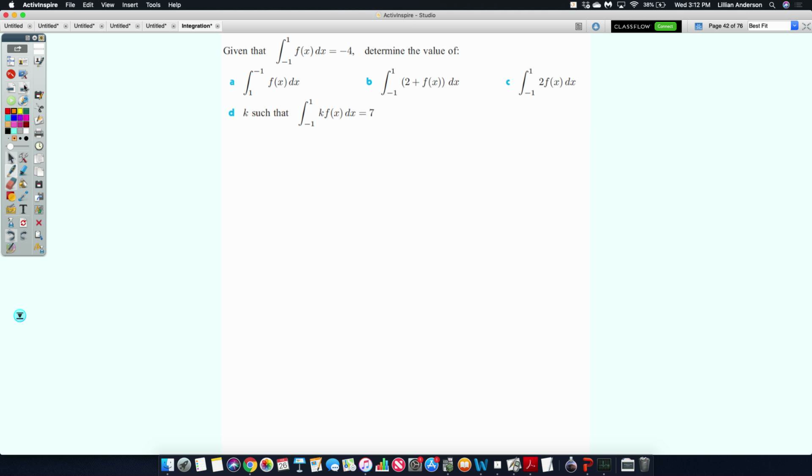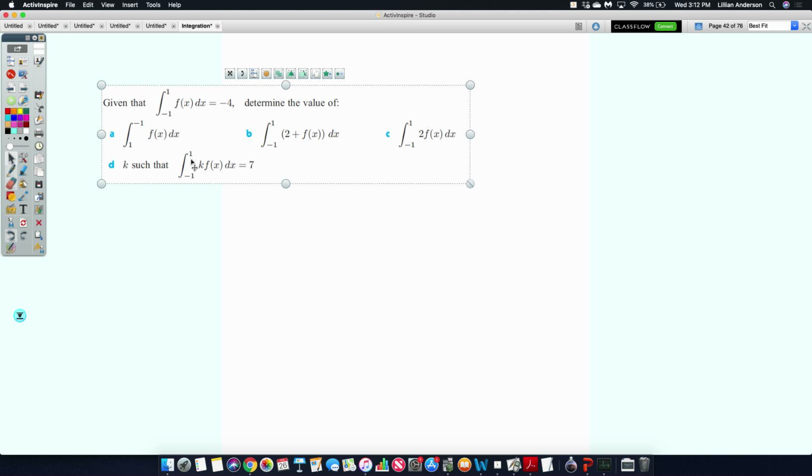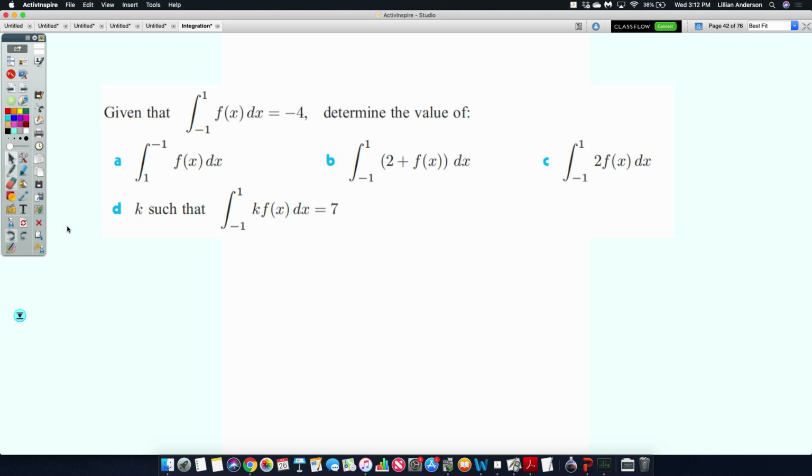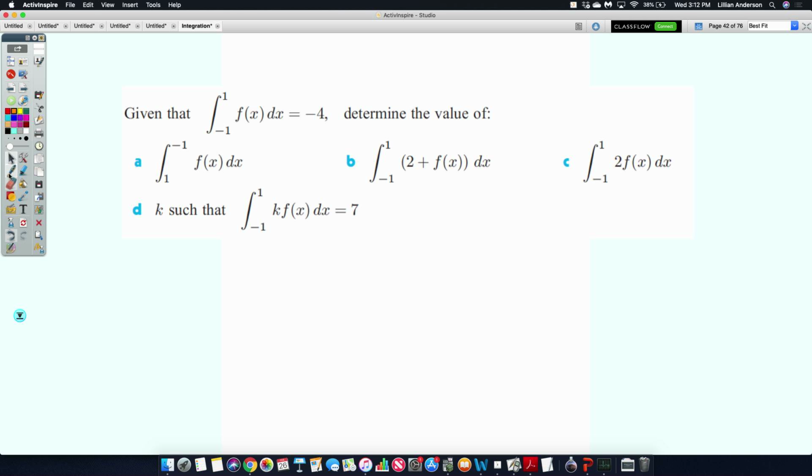Okay? What if you had something like this? I'll make it a little bit bigger. You're given that from -1 to 1, the area is -4. So what is A? 4. Just 4. It's +4 because look, the bounds are inverse. They're reversed. So if you want to turn them the right way, you basically multiply by a negative.